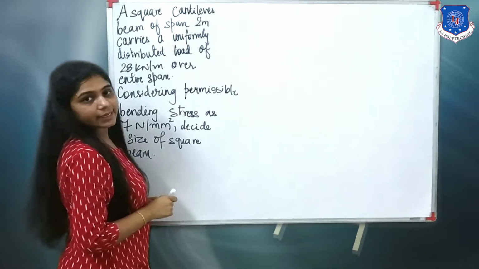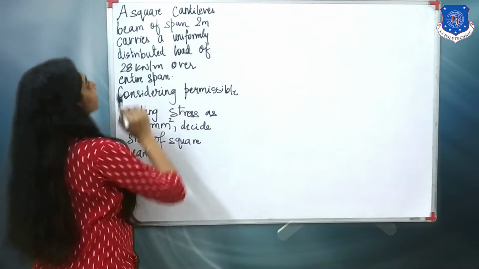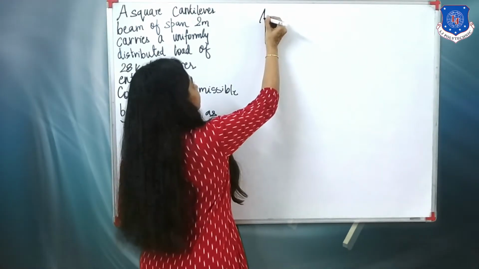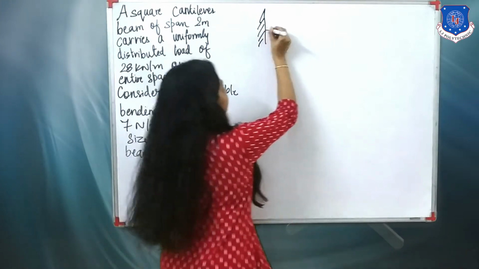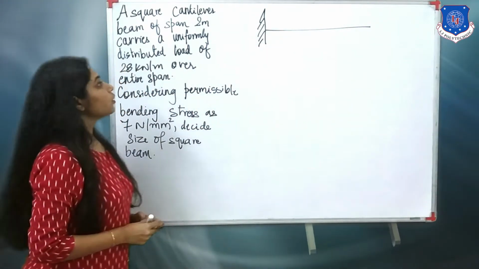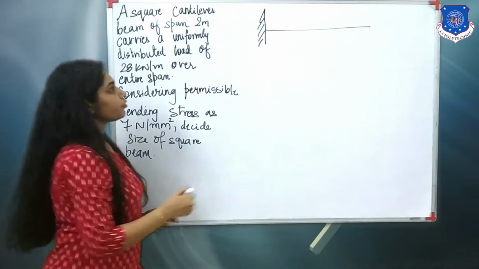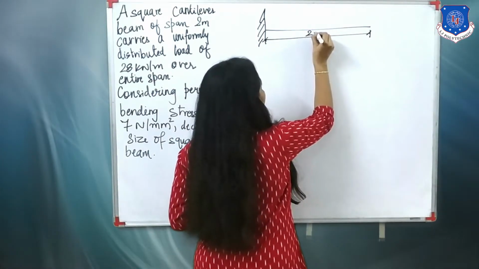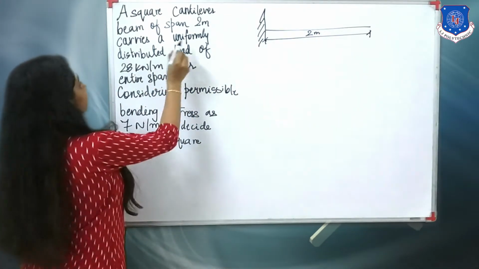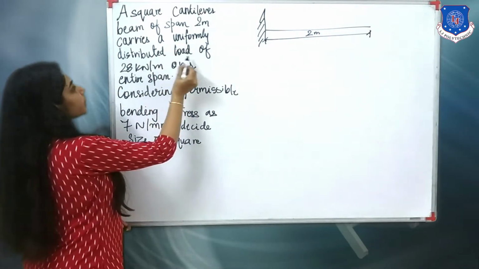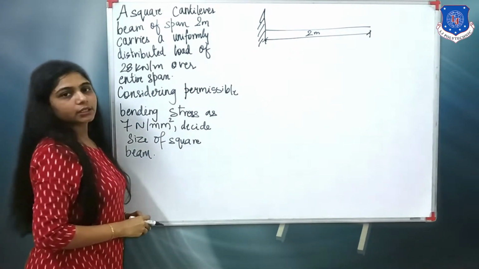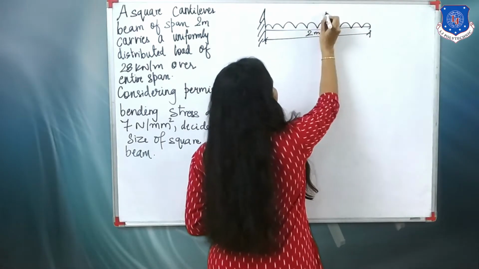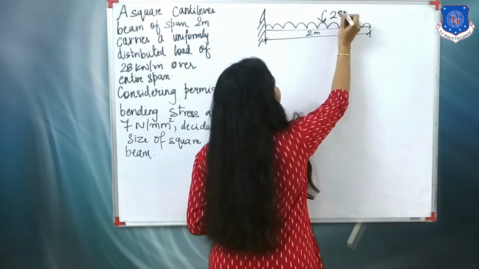This numerical states that I have a square cantilever beam. It means our beam is nothing but a cantilever, which has a span of 2 meters. It means this span is 2 meter, carries a UDL of 28 kilonewton per meter. It means the entire span is UDL.